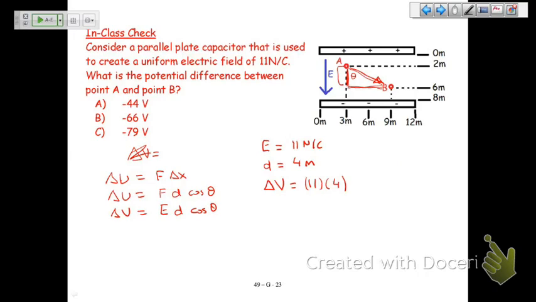That D is parallel to E. The D parallel to E is 4 meters, which equals 44 volts. And now I look and say, oh, look, I'm going downhill, so that's going to be minus 44 volts. Agreed? Cool.